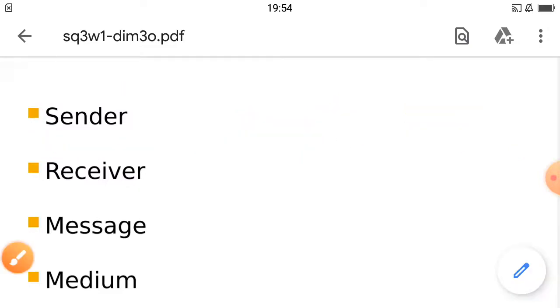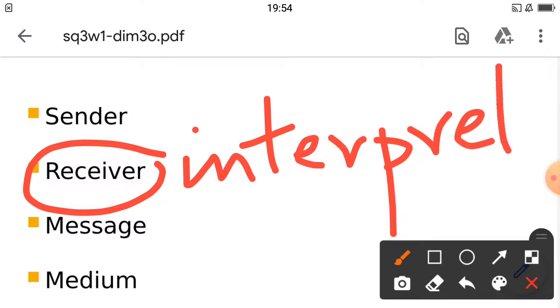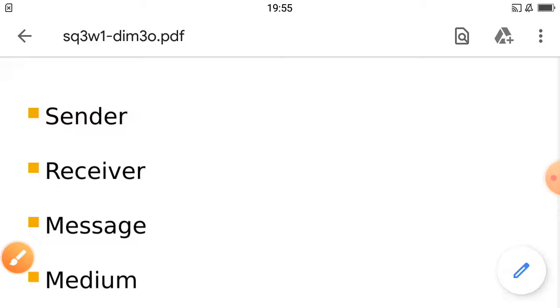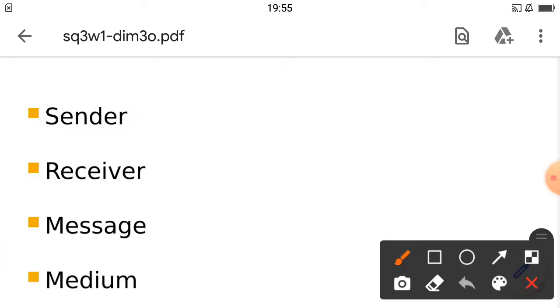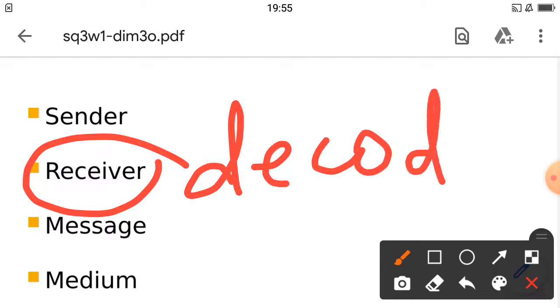So after the sender, we have the receiver, the person who receives or interprets the message. The receiver first receives the sender's information and then decodes or interprets it. So the receiver decodes the message.